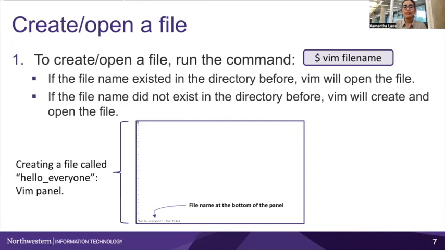Creating or opening a file. To create or open a file, you can run the command vim followed by the file name. If the file name already existed in the directory before, then Vim will just open that existing file. Otherwise, it will create it and then open it. As soon as you hit enter, Vim will take you to the Vim panel, which looks like the picture here.